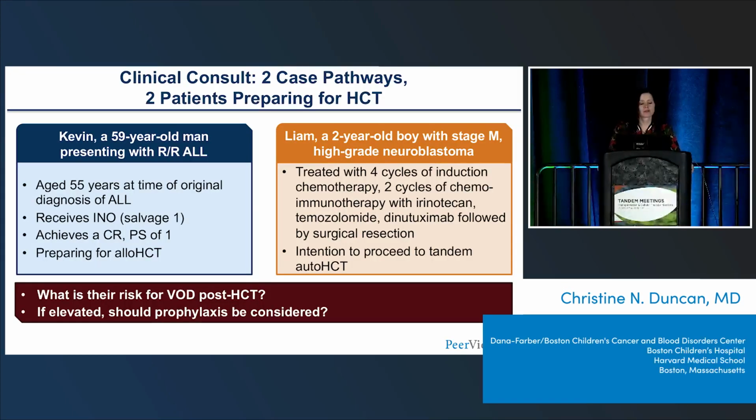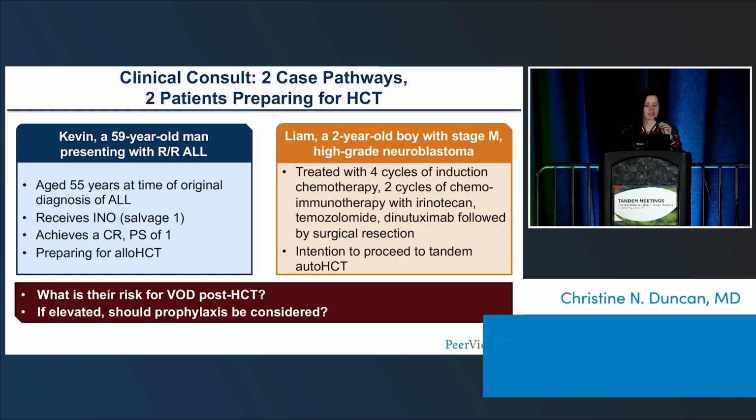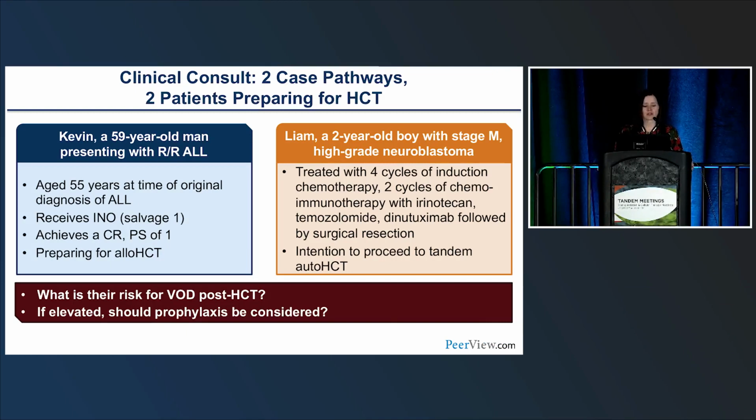So we want to work through two clinical cases, one a pediatric and one of an adult patient. The first is Kevin, a 59-year-old man who presents with relapsed refractory ALL, who receives inotuzumab therapy, achieves a CR, has a performance score of 1, and is preparing for allotransplant. For this patient and for the pediatric patient I'm going to mention, let's think about what their risks are. So just looking at those things, what risks are you thinking about?